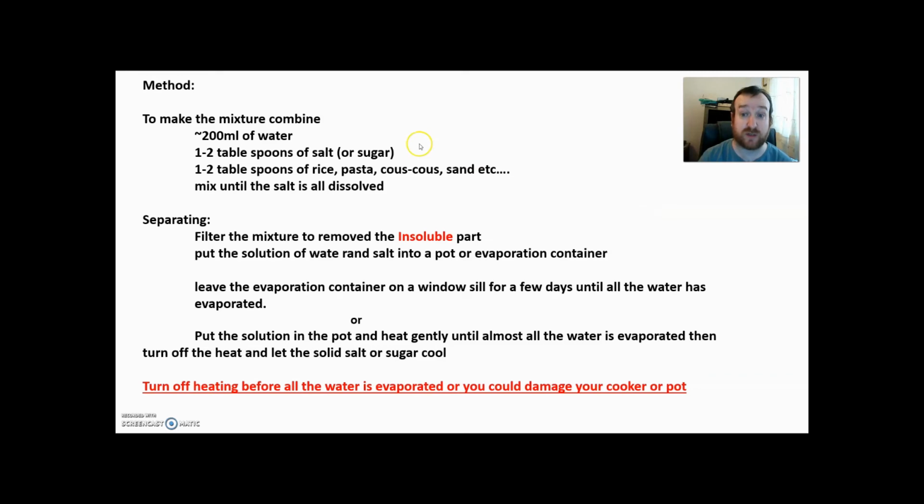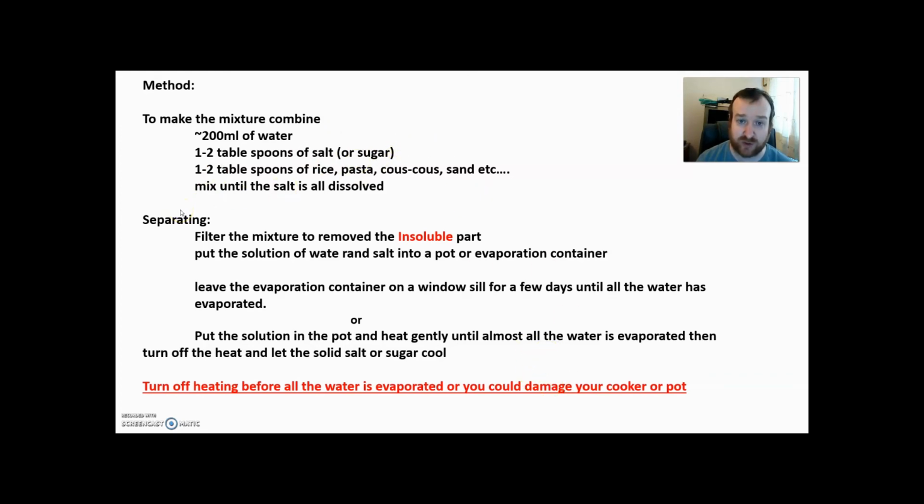Okay, so just to summarise, the method for the practical: you want about 200 millilitres of water, maybe a little bit less, 1 to 2 tablespoons of salt or sugar, 1 to 2 tablespoons of rice or pasta or couscous or anything that doesn't dissolve in water. Mix that until the salt or the sugar is dissolved, and there's your mixture. Now if you use sugar, you need to be a little bit careful at the latter stage, and I'll explain why in a second.